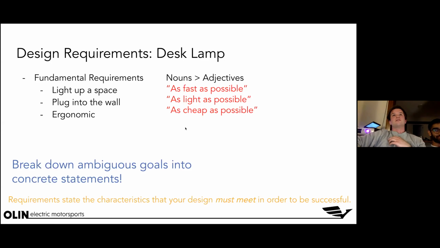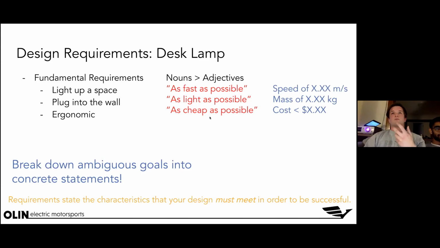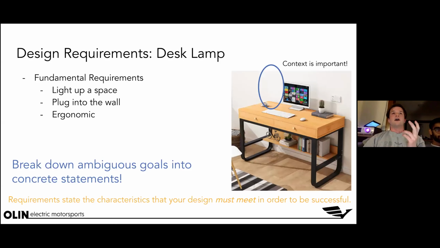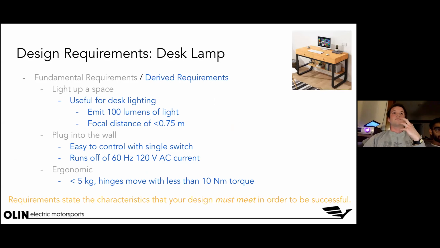But essentially, you also want to think of these things as being as descriptive as possible. Saying something vague like, I want this car to be as fast as possible, I want this part to be as light as possible, as cheap as possible, is really poorly worded because it doesn't give you a specific objective and you have no idea if you actually hit it. You should replace those with very specific metrics, like our car needs to be able to go this many meters per second, needs to weigh this many kilograms and cost this much money.